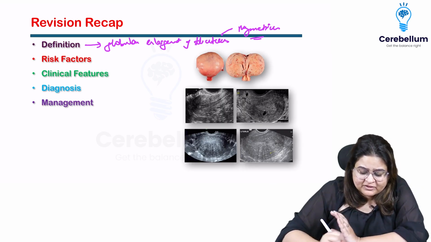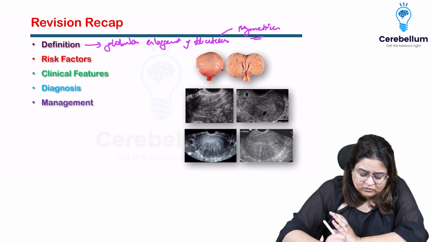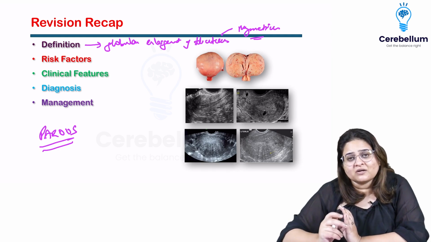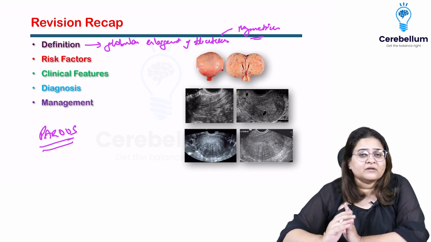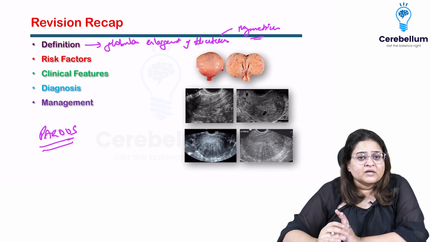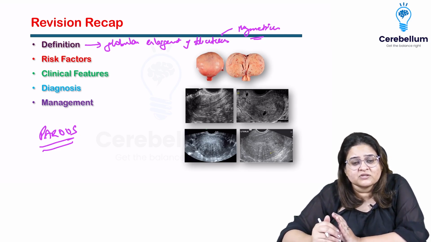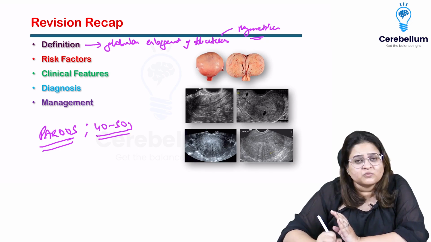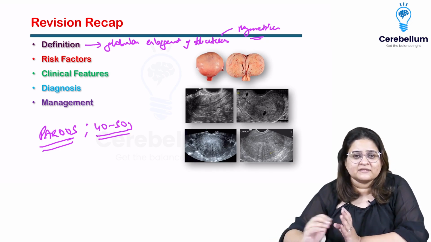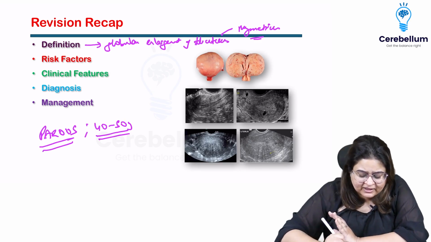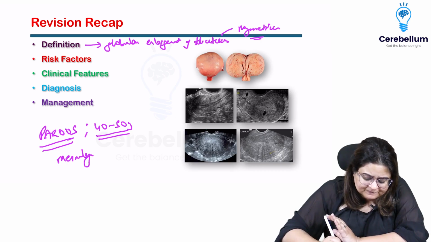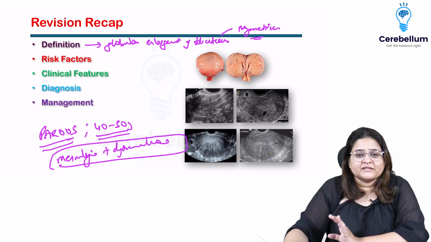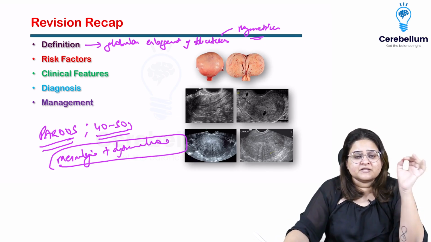Now, the typical presentation of an adenomyotic woman would be a parous woman. Remember, fibroids and endometriosis are commonly associated with low parity or nulliparity. They will not have kids. Okay, but adenomyosis is common in a parous woman in the age group of 40 to 50 is the most common age group. Of course, it could be a little lesser, a little higher, but this is the common presentation. And she will present with menorrhagia and dysmenorrhea. These are the two symptoms of adenomyosis, menorrhagia and dysmenorrhea.